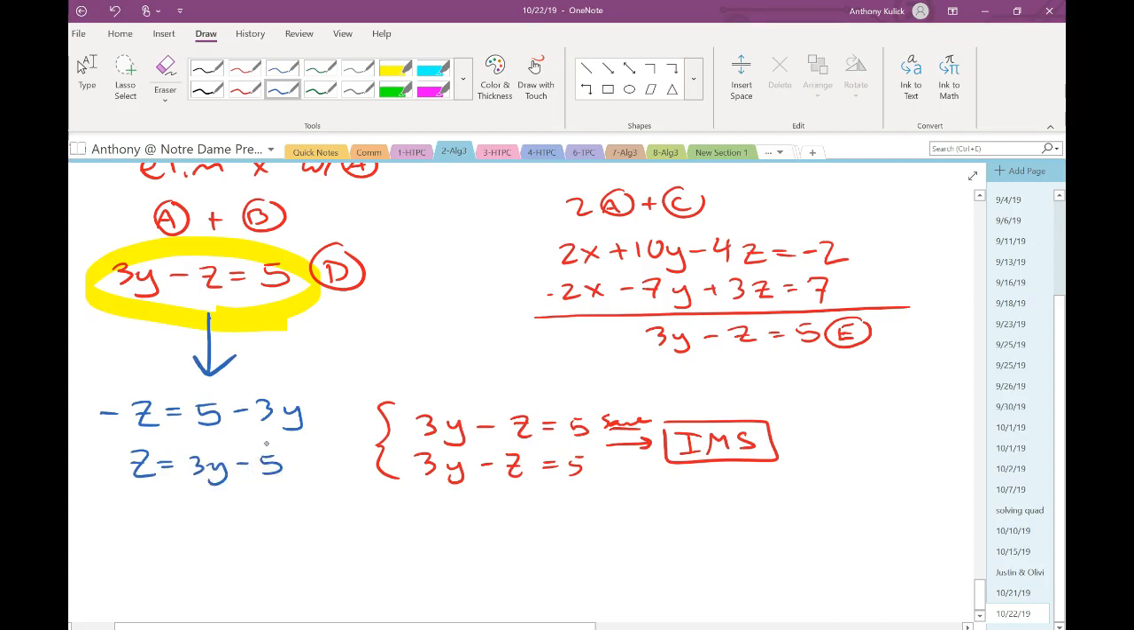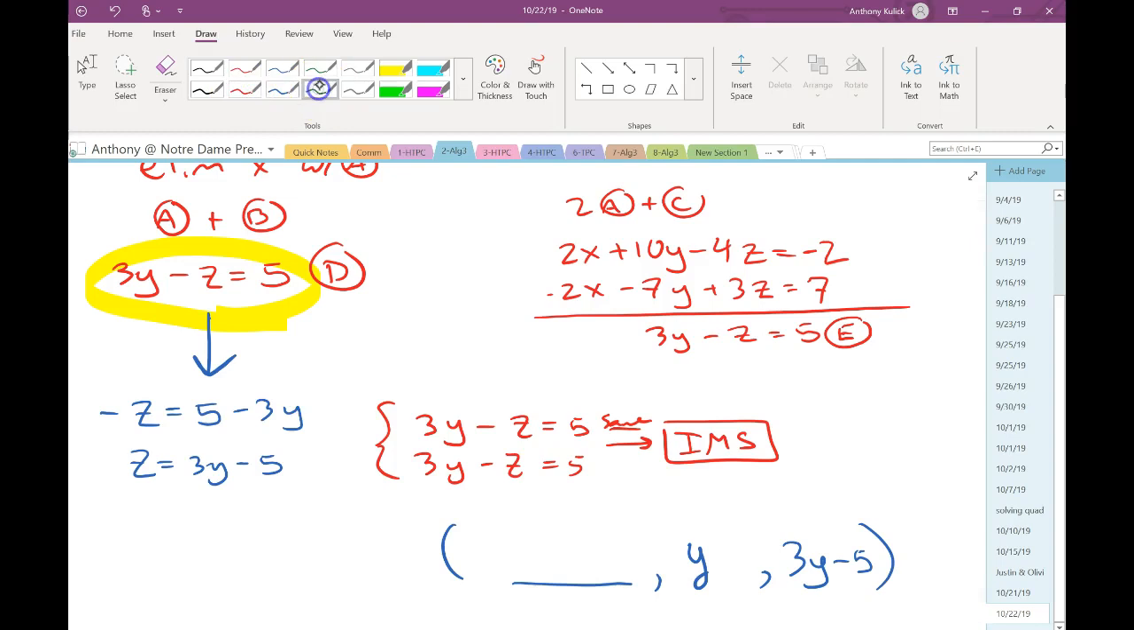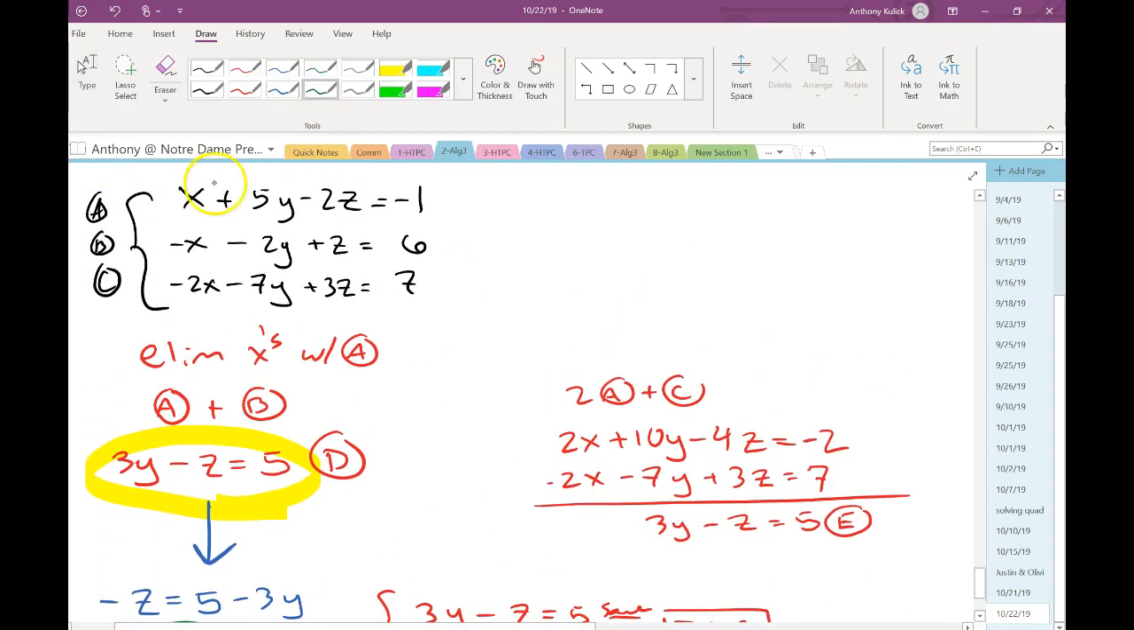So I have z is equal to 3y minus 5. So when I start writing my tuple, where the z component is, I'm going to write 3y minus 5. Since z depends on y, y is going to be my independent variable. I'm just going to write a y there. And then to figure out my expression for x, I'm going to make a substitution. I'm going to substitute z in place of x in one of these equations.